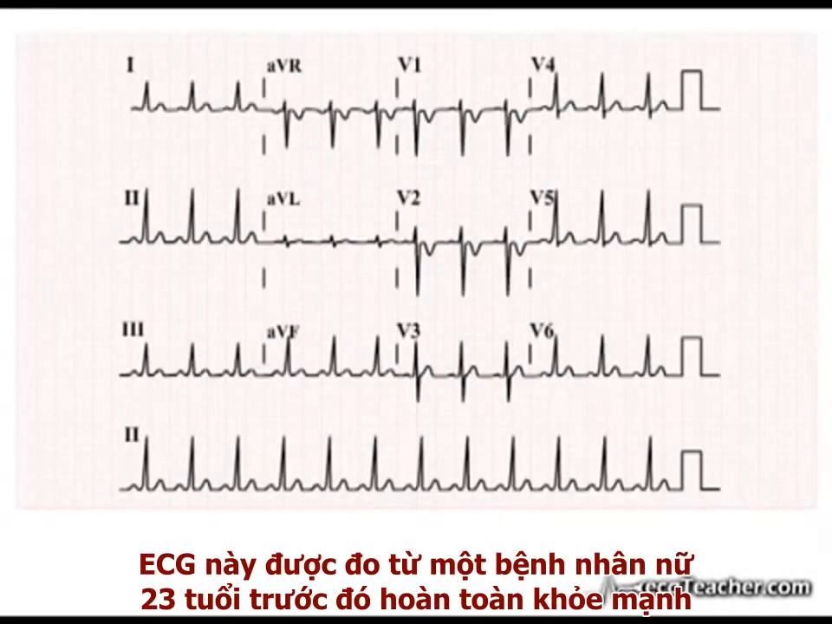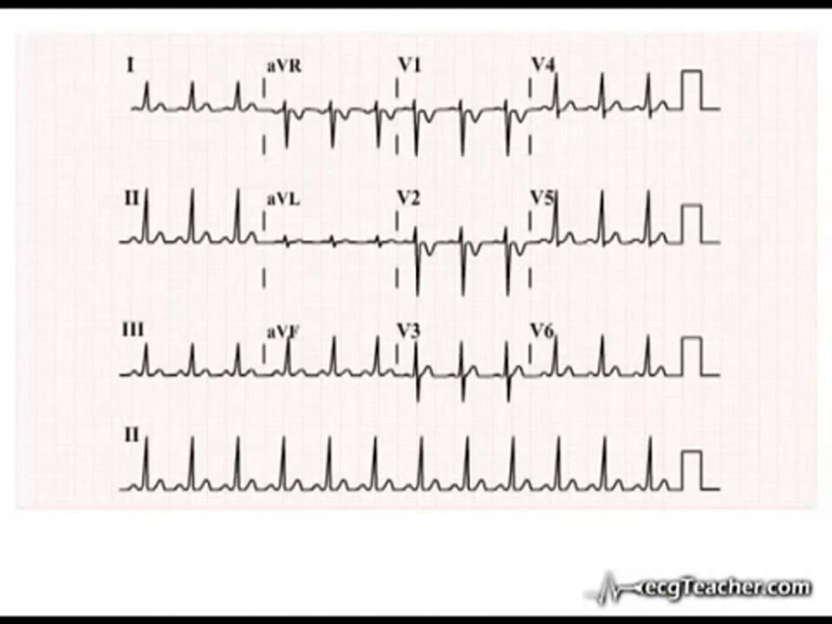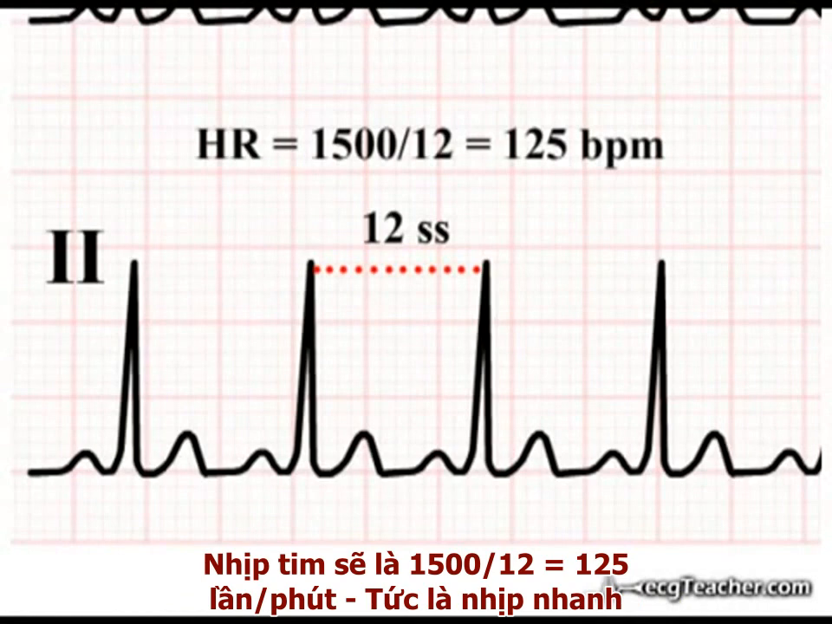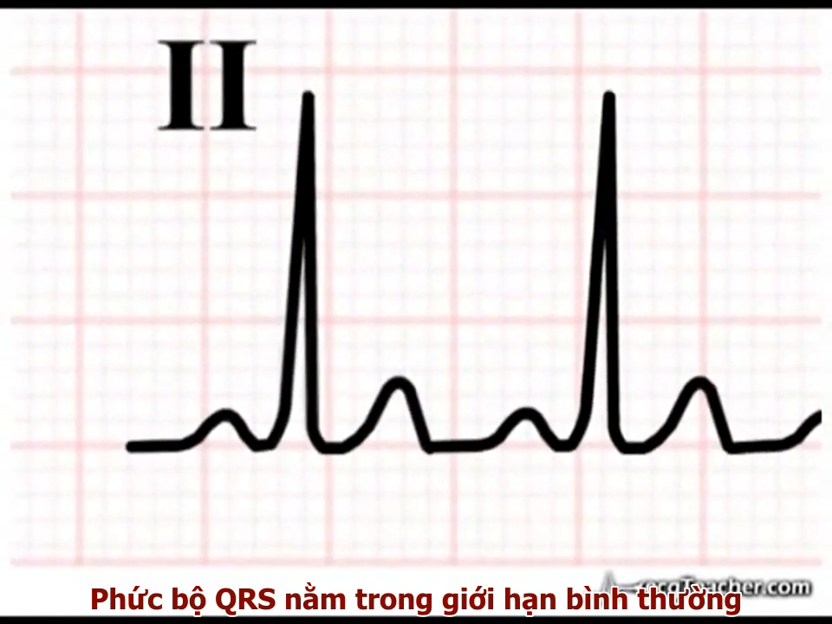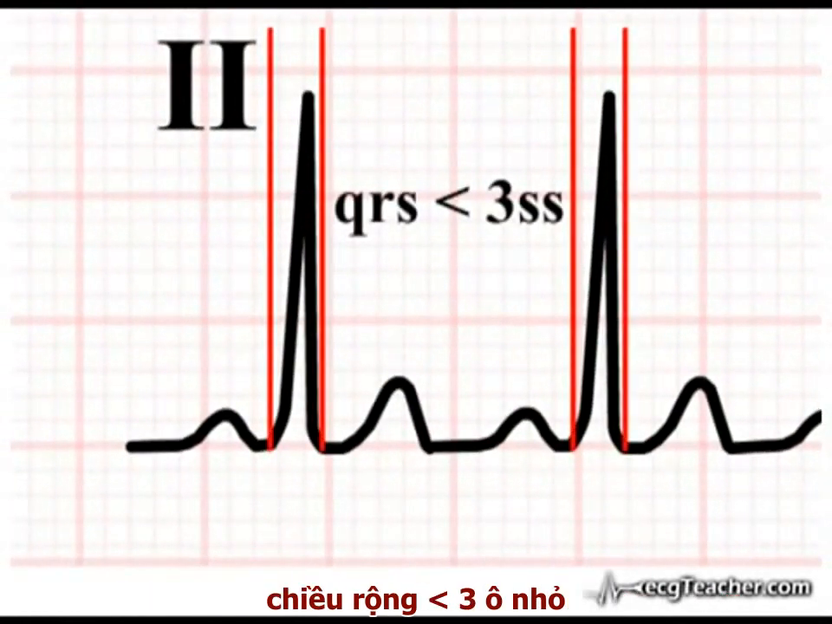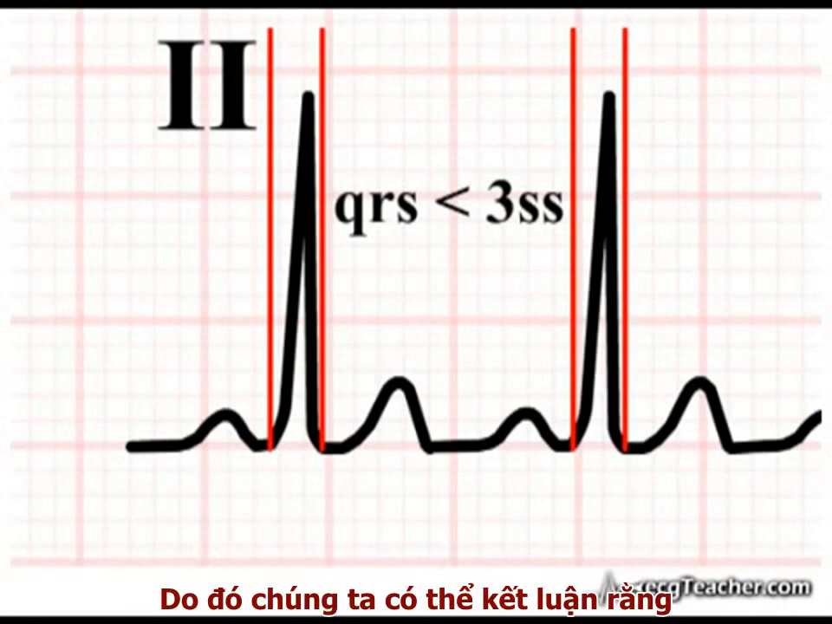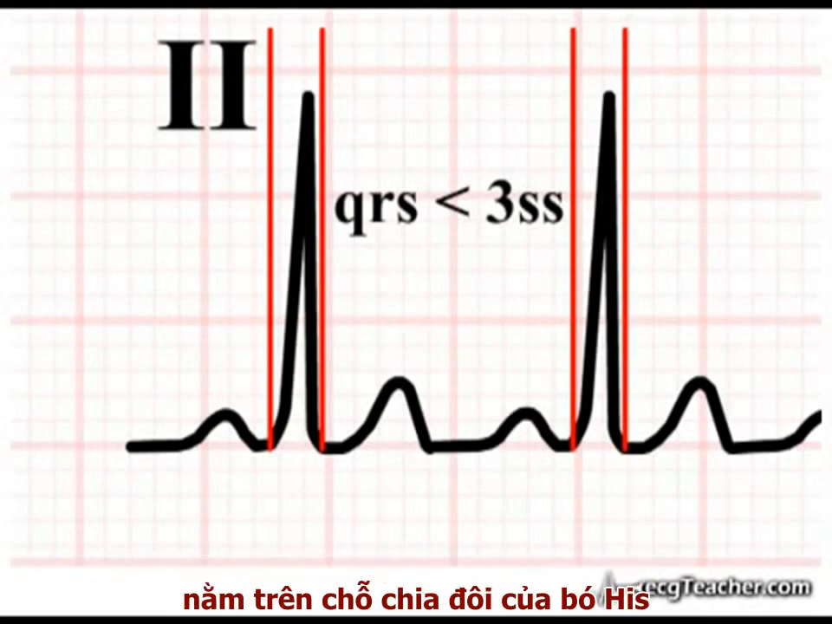This ECG is taken from a previously healthy 23-year-old lady who presents with a pyrexia of 40 degrees Celsius secondary to pyelonephritis. The heart rhythm is regular and there are 12 small squares between R waves, so the heart rate is 125 beats per minute, a tachycardia. The QRS complexes are of normal duration, less than 3 small squares in width, indicating that the depolarization wave is entering the ventricular conducting system. Therefore, we can conclude that the tachycardia has originated from a focus located above the bifurcation of the bundle of His.